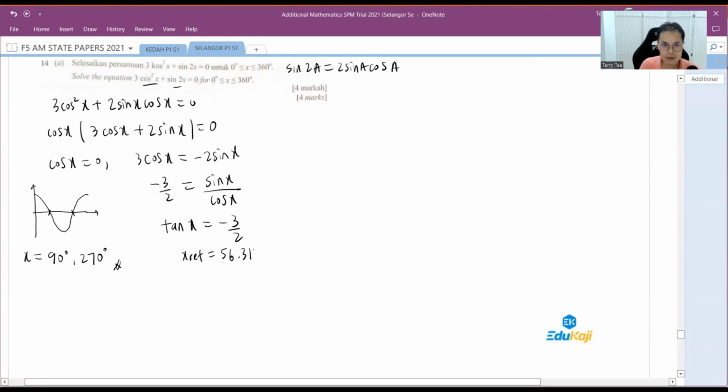Now your tangent, as you can see, is positive in quadrant 1 and 3. But this is negative, so we don't want this. We want answers in quadrant 2 and 4. I hope you still remember your ASTC. Tangent is positive in 1 and 3, negative in 2 and 4. Since this value is negative, we should take quadrant 2, 180 minus 56.31, and quadrant 4, sorry, quadrant 4 is 360 minus 56.31.